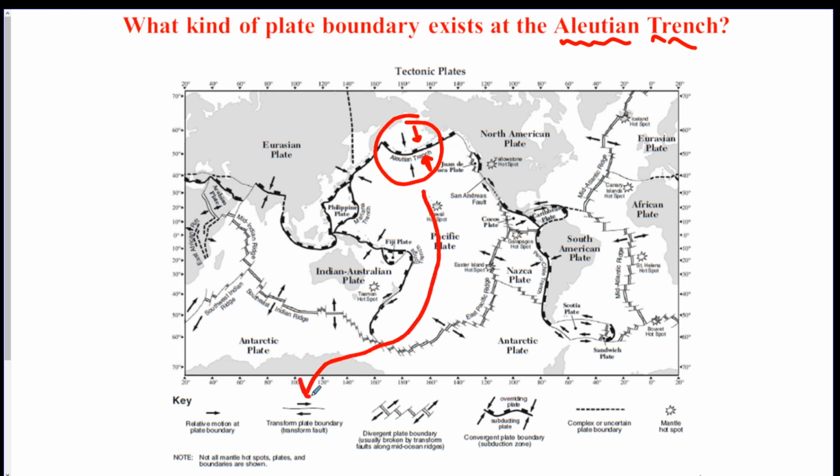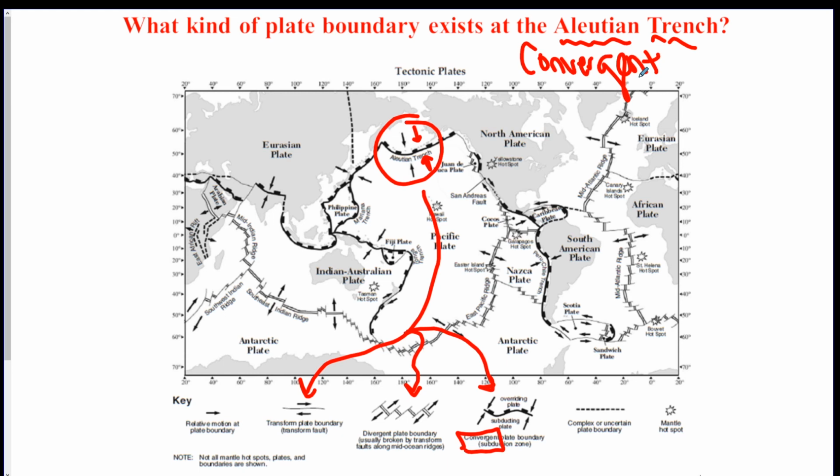So is it this one? No, those are moving side to side. Is it this one? No, those are moving apart. Is it this one? Yeah, those are moving towards, so that's called convergent. So this would be convergent.